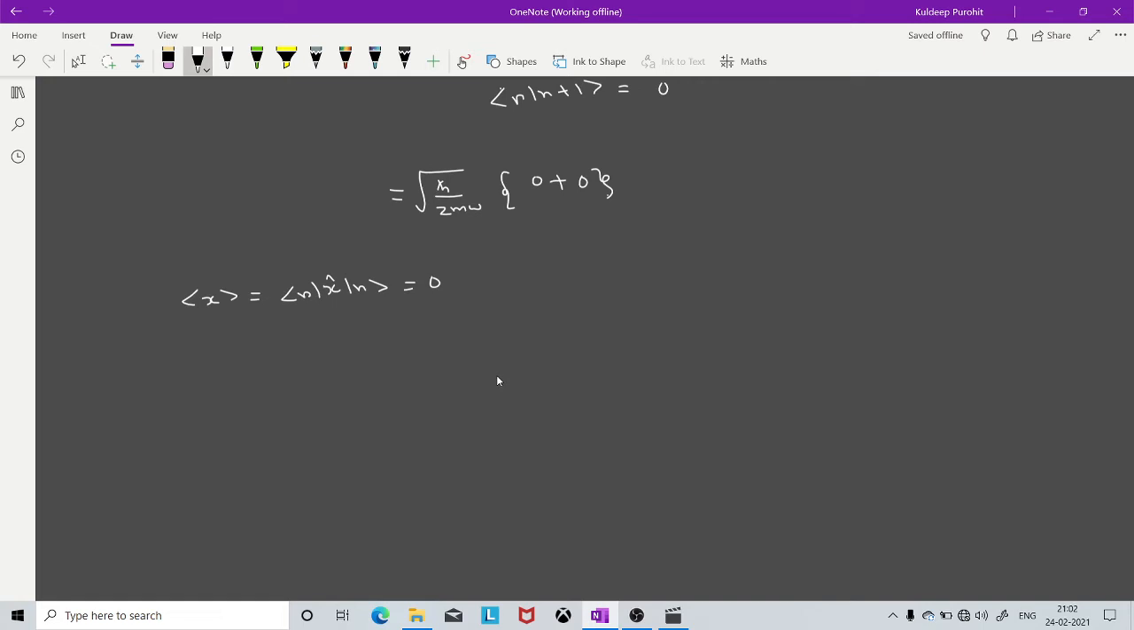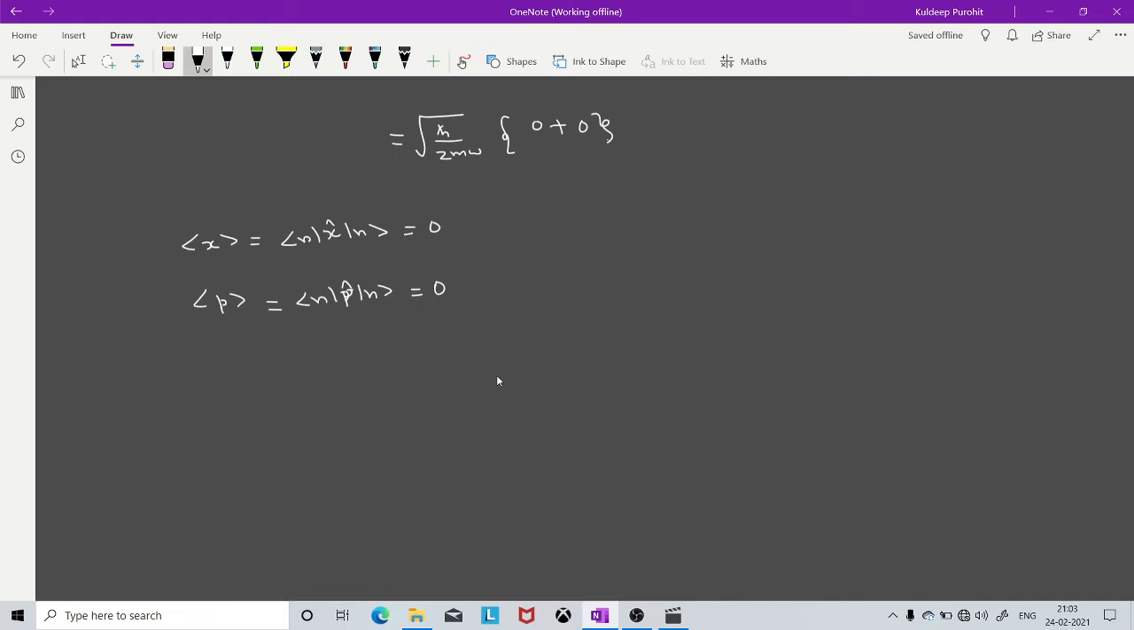Now in a similar way you can find the expectation value of p in any state, and this will also be equal to 0. This I give you as an exercise: just find whether the expectation value of p comes out equal to 0 or not. You will get the same thing using Schrodinger's mechanics also, if you are not using the operator method. So these are two very important results of the simple harmonic oscillator problem in quantum mechanics.